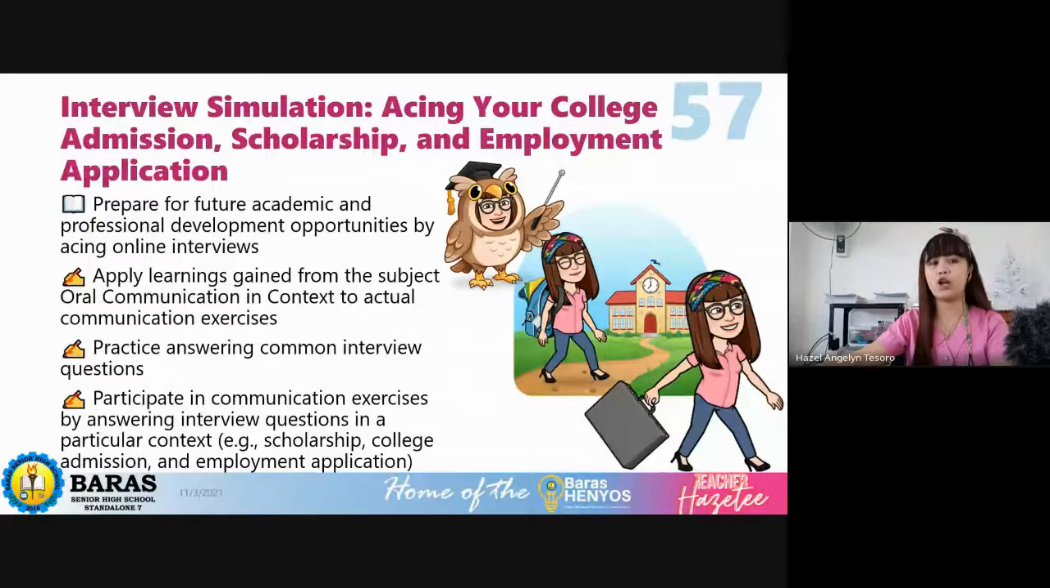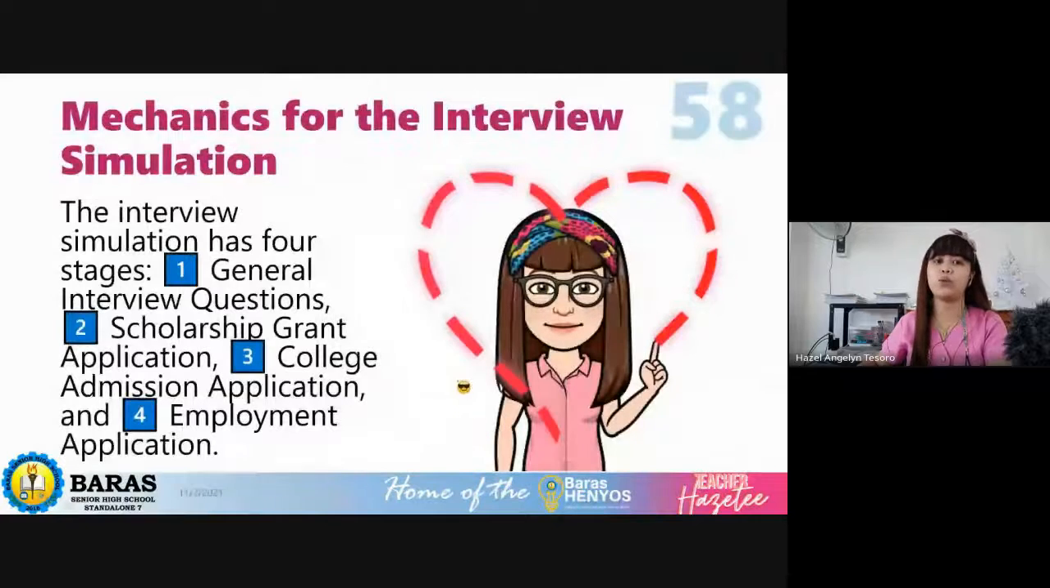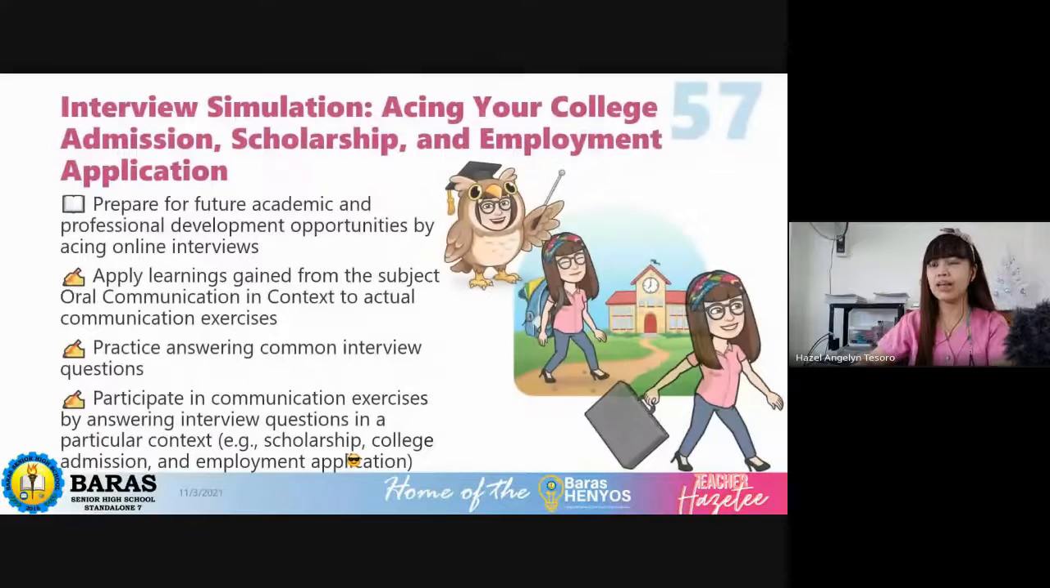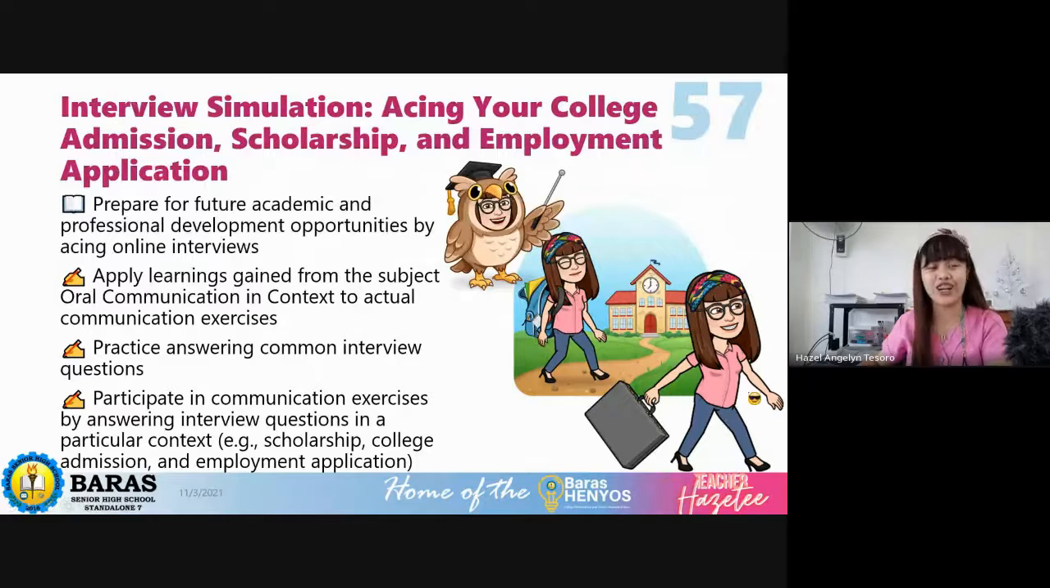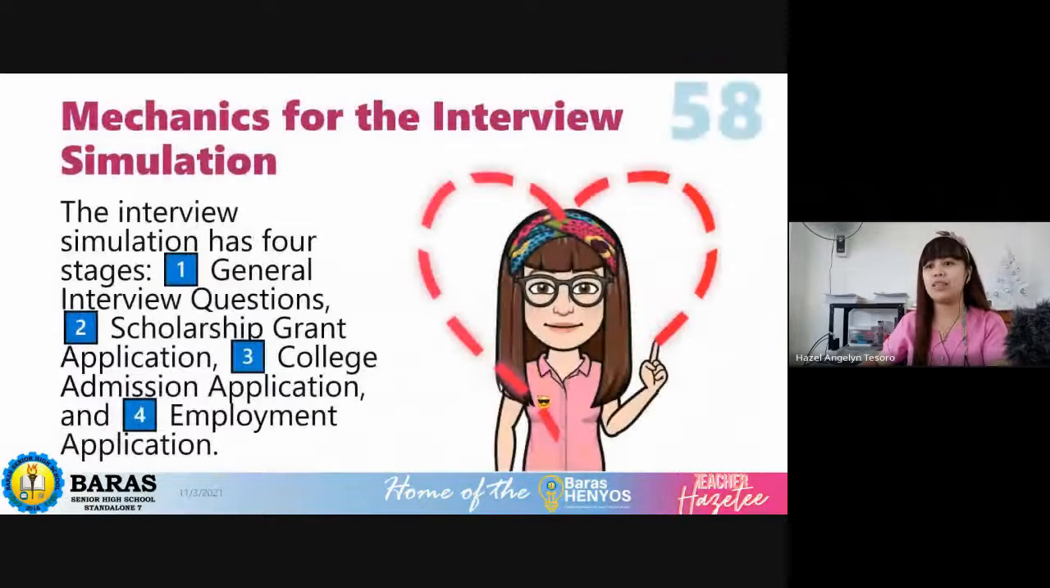Anyway, let's head on to the next part of this session. We're now down to the mechanics. This interview simulation has 4 stages. The first stage is the general interview questions, followed by the second stage, which is the scholarship grant application questions. Third is the college admission and employment application. That is why, as you saw in the previous slide, that's from scholarship down to college, down to work. Okay. So I hope that this helps you.